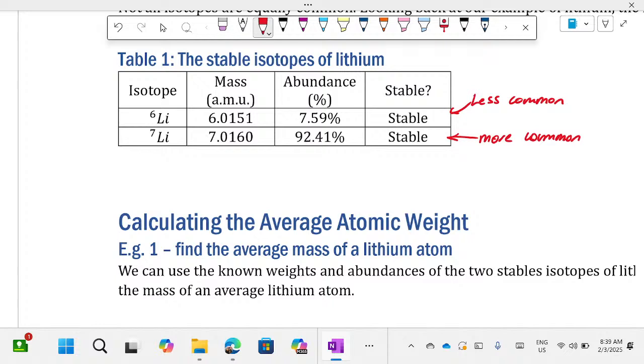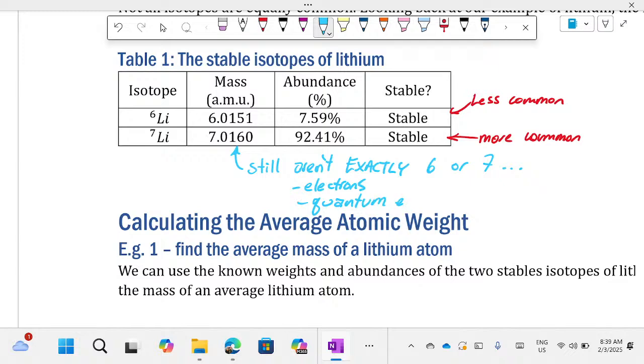You'll note that they still aren't exactly whole numbers and will never be exactly, and that's because of electrons, which have mass, but it's also because of what we talked about there, those quantum effects. And again, you don't have to dig into this too much, but just be aware that you should never expect these to be precisely whole number values. Does that make sense? But okay, there we are.